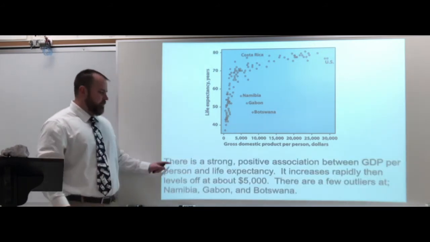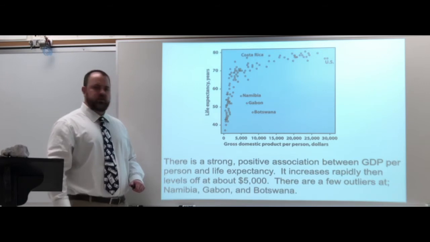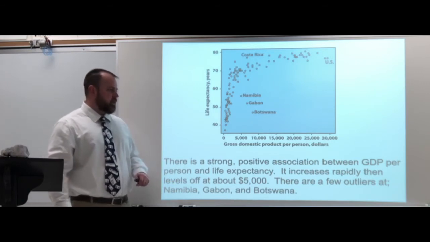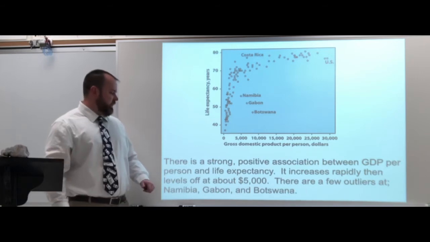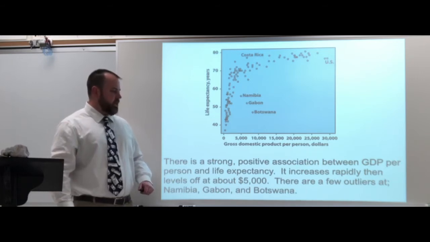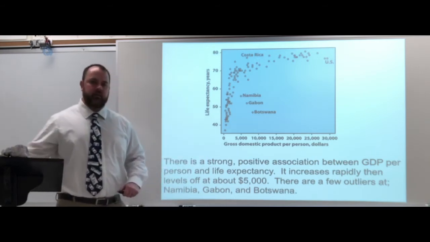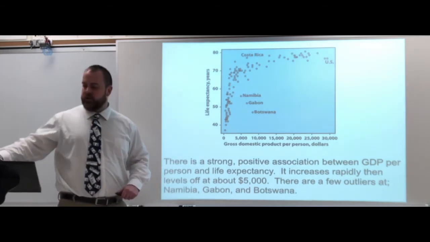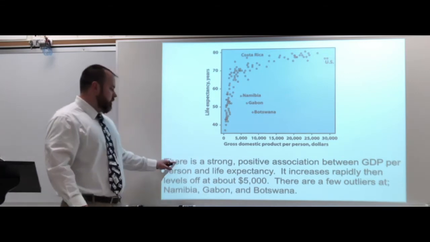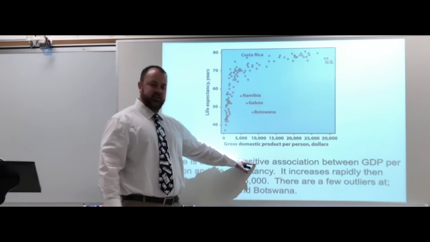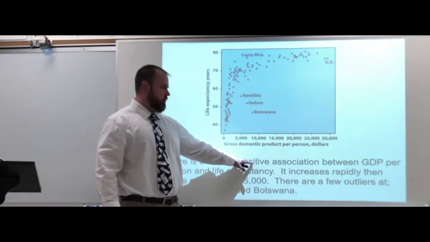Here we have: there's a strong positive association between the GDP per person and life expectancy. It increases rapidly and levels off at about $5,000. There are a few outliers, and I list them at the bottom. So let's see, did I pick out everything we needed? We have strong, so right there is talking about the strength. Positive, so it's talking about the trend.